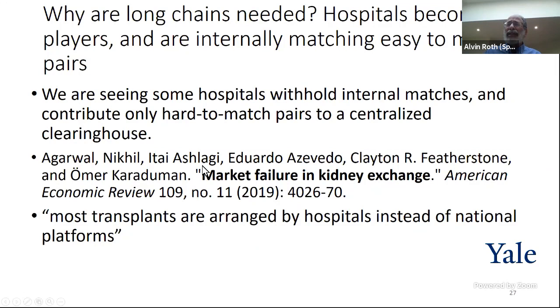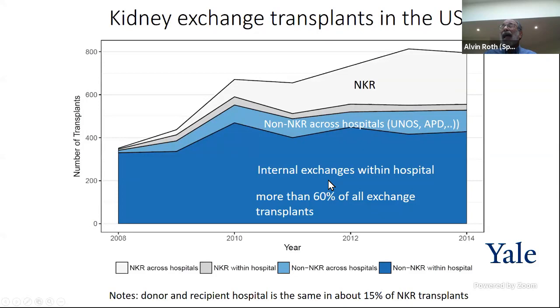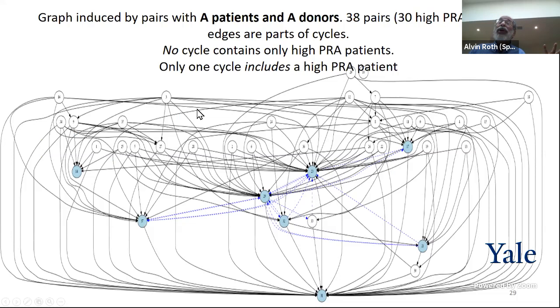But Nikhil Agarwal and Itai Ashlagi and Edward Azevedo and Clayton Featherstone and Omar Karaduman, they've been looking at the whole set of kidney exchanges done in the United States, not just by the inter-hospital network. And what they find is most transplants are arranged by hospitals instead of national platforms. That is, easy exchanges are being done within hospitals and the hard exchanges are being sent to the interhospital platforms. And that's one of the reasons why there are so many highly sensitized patients. Those are the hard to match ones that you can't do in your own hospital, even if you're a big transplant center. The other reason is because they're hard to match, you accumulate a lot of them. So that's one reason why we have highly sensitized patients.